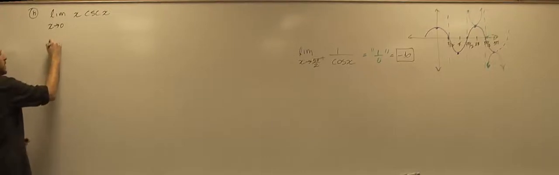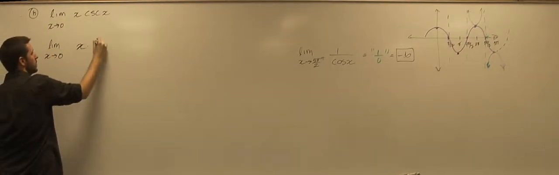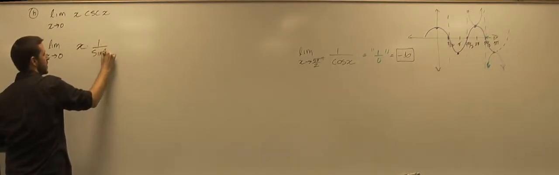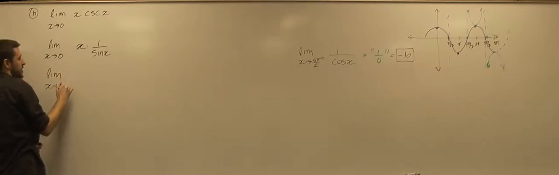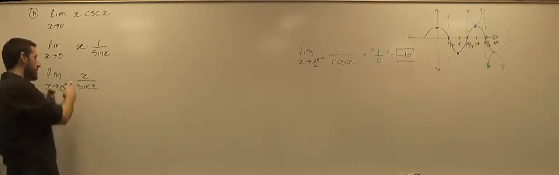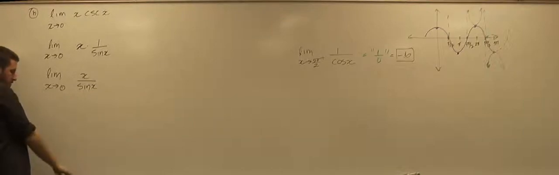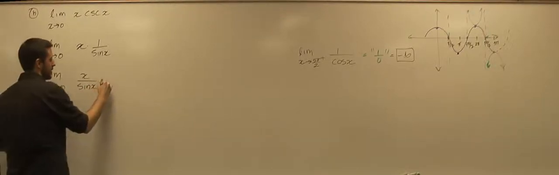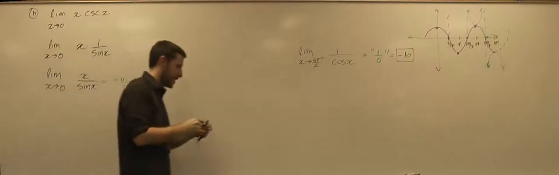Cosecant is 1 over sine x. Yeah, let's rewrite it as a fraction. This will be x times 1 over sine x, or x over sine x. You multiply those out. Which means if you plug in 0, you actually get 0 on top and 0 on bottom. So that's indeterminate.